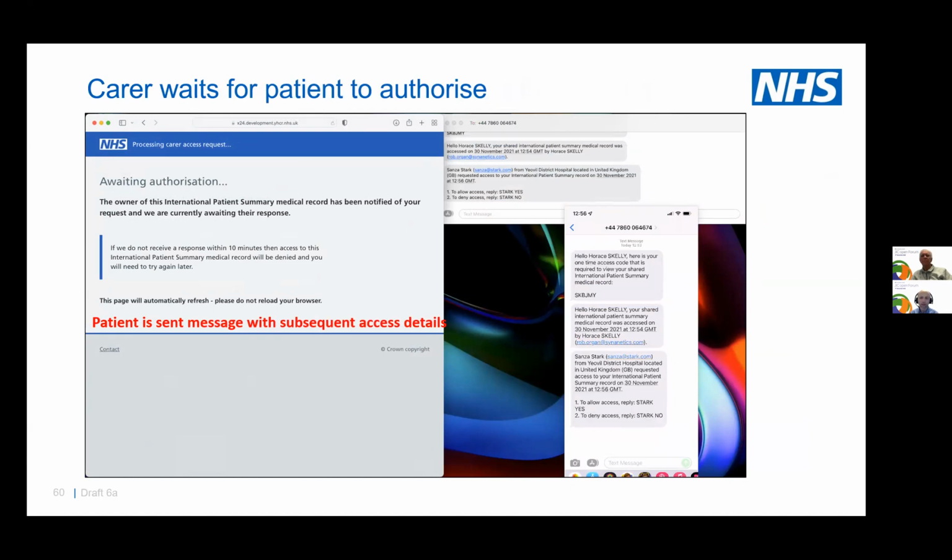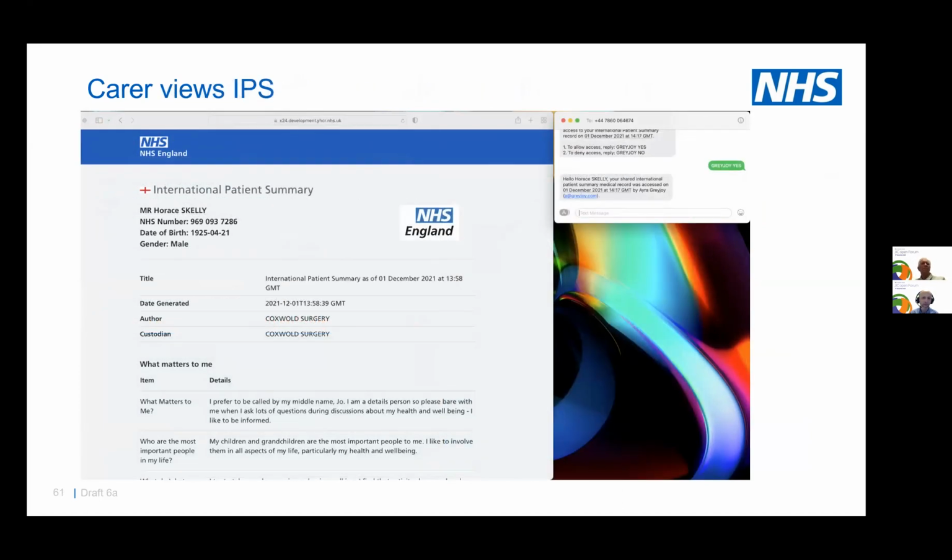So the patient then is sent the message and the access details are processed. So next slide. Once the patient has confirmed the access, as you can see on the right-hand side of the screen, you then get the international patient summary that we've put together.